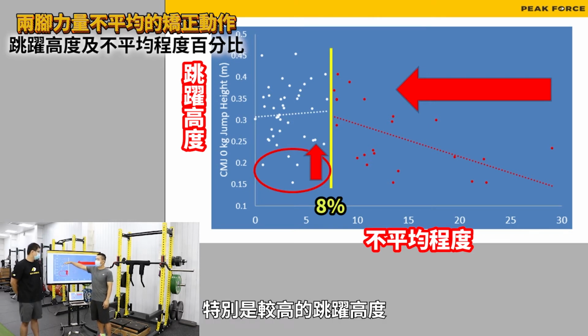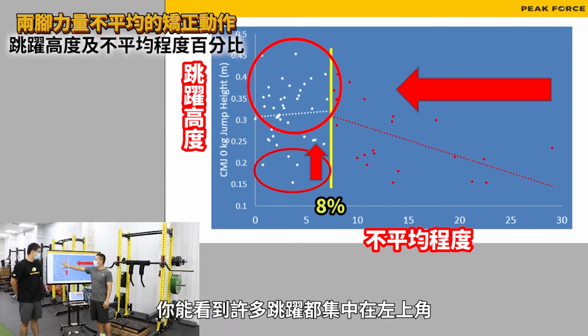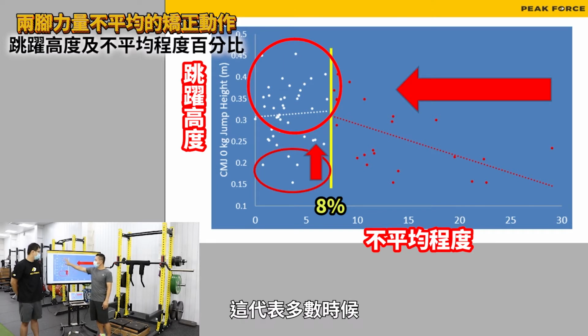Based on the data, you notice that a lot of the jumps are here, especially the higher jumps, where asymmetry is less than 8%. I drew the yellow line as an 8% cutoff line, and you see a lot of jumps here. It means that most of the time people are under 8% to jump higher.